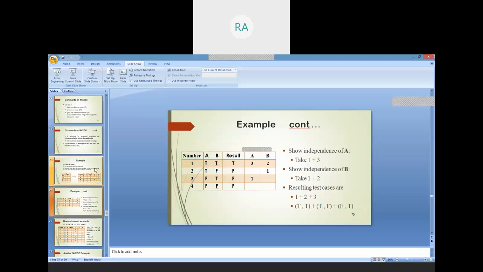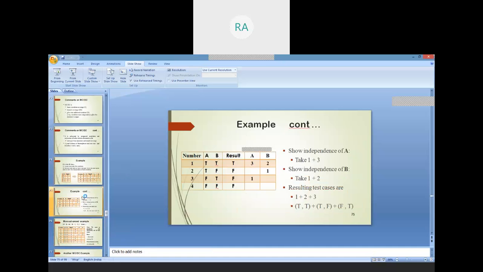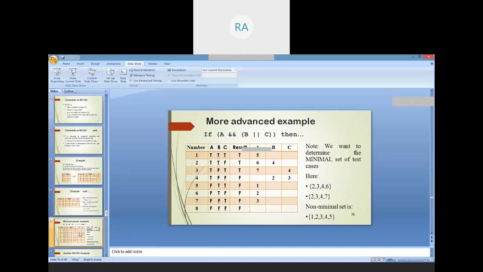So after that, you have one more example that they have taken over here. That is a little bit complicated compared to the previous one. You had only two variables there, but now you have three variables. How can I check this out?